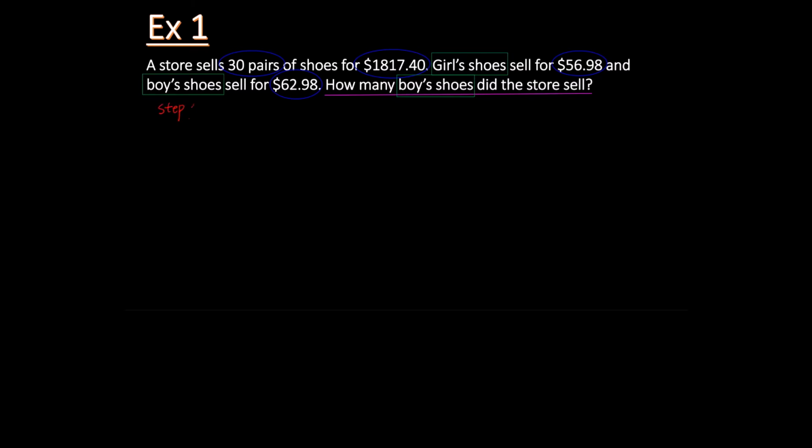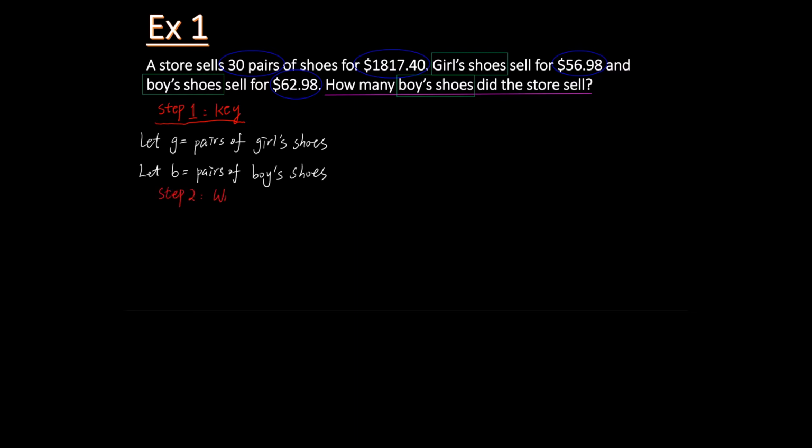Step 1. We need a key. Since the problem contains girls' shoes and boys' shoes, we need two variables. We let G represent the pairs of girls' shoes and let B represent the pairs of boys' shoes.